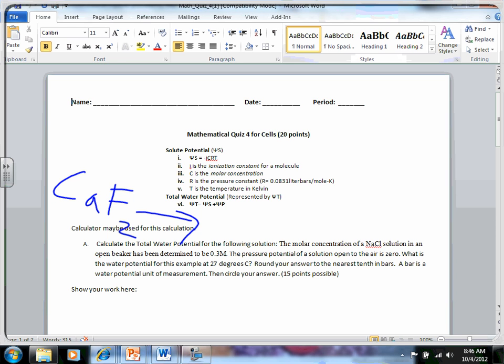Calcium. Calcium's in column 2, so it's going to be Ca plus 2, right? It's going to lose 2 electrons. Ca plus 2. And what's a fluorine ion? F minus 1, right? But how many of those F minus 1s do we get? 2 of them. So 1 formula unit of calcium fluoride gives you how many ions when it breaks up? 3. So what's the ionization constant for that? 3. Does that make sense?